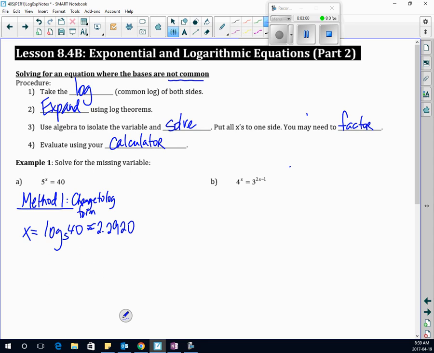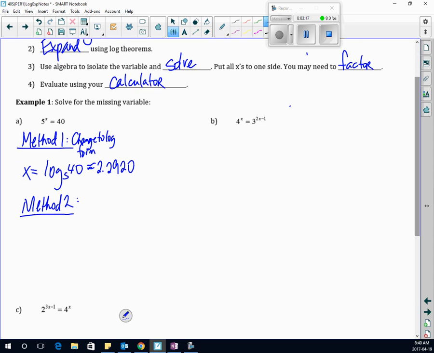Okay, the other way is using this algorithm, and that's how you're going to use the majority of the solving. It is method 2, because it works for, as you'll see coming up, when you have exponents on both sides, so you cannot use method 1. You can't change it to log form when you have 2 exponents, right? So method 2 is what I've laid out in the steps here. We log both sides. So log of 5 to the power x equals log of 40. Does everybody see what I did? I logged both sides. Yes?